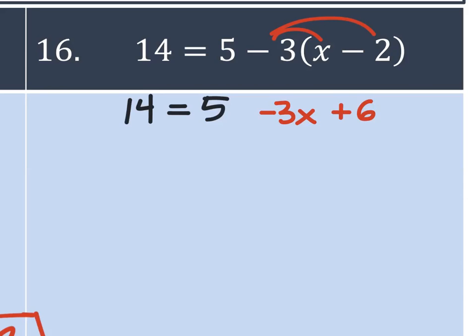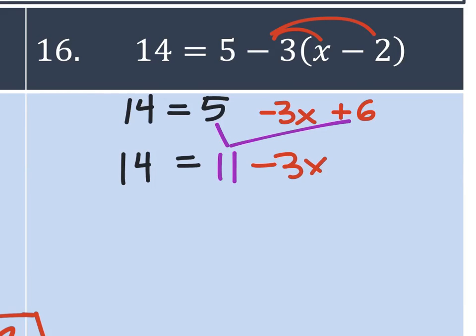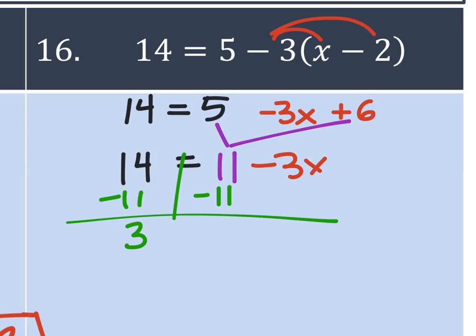Now that we've done the distribution, we have some like terms to combine, right? 5 and positive 6. It's going to combine to give us positive 11. So now it's 14 equals 11 minus 3x. Well, we don't want that 11 with the negative 3x. We want the x's isolated. So let's zero that out by subtracting 11 from both sides. 14 minus 11 is 3. 11 minus 11, that zeroes out just like we wanted. And we'll drop this negative 3x.